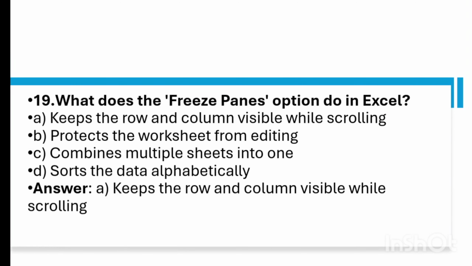Question number 19. What does the freeze panes option do in Excel? Options are A. Keeps the row and column visible while scrolling, B. Protects the worksheet from editing, C. Combines multiple sheets into one, or D. Sorts the data alphabetically. So the correct answer is keeps the row and column visible while scrolling.